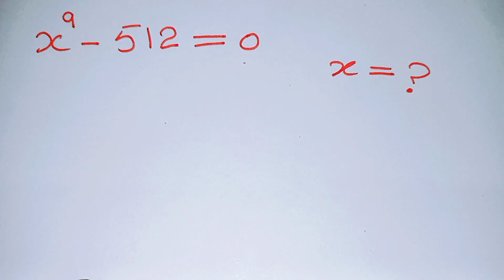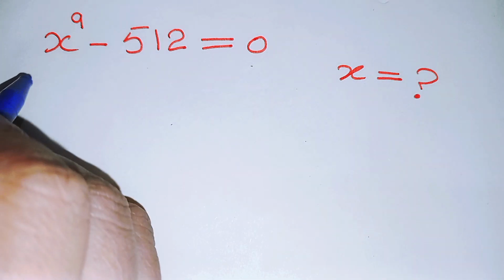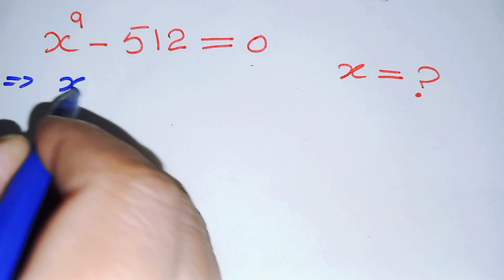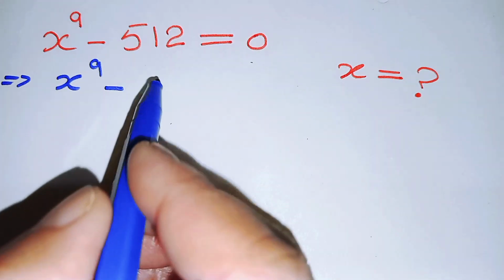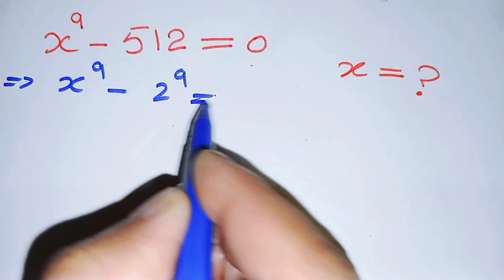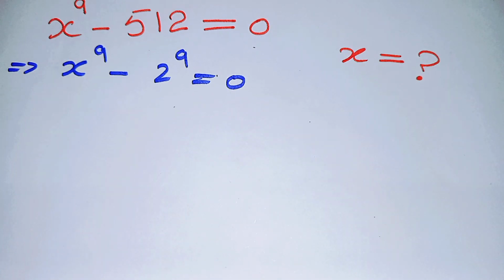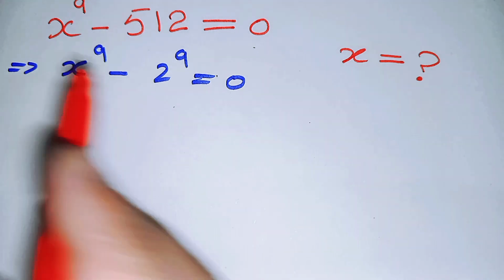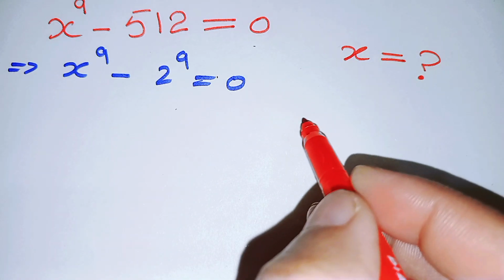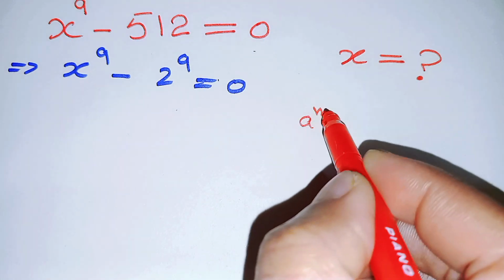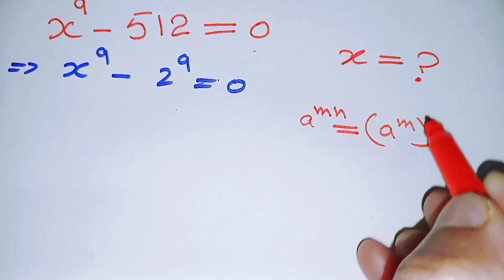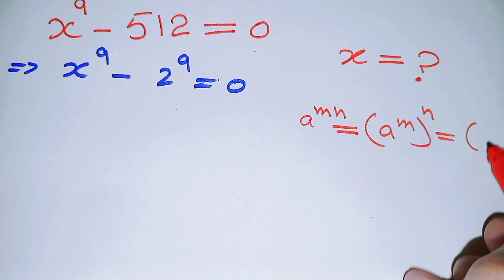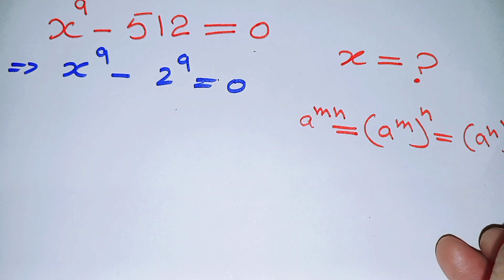So first of all we can write x to the power of 9 minus 512, which can be written as 2 to the power of 9, is equal to 0. And now we solve this question with the help of a nice exponential rule, which is a to the power of mn is equal to (a to the power of m) whole to the power of n, is equal to (a to the power of n) whole to the power of m.